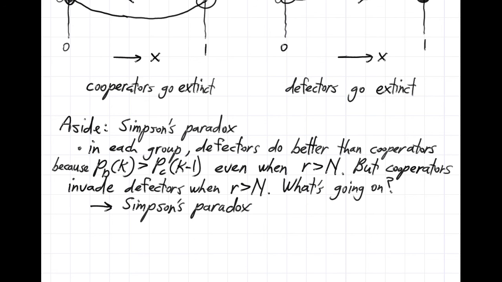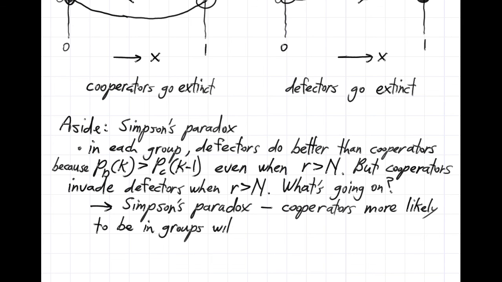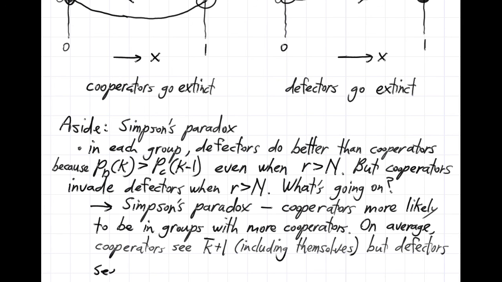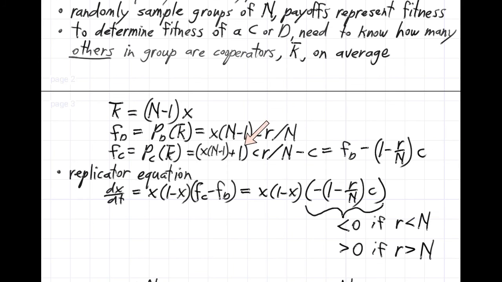In this case, how that applies is that the cooperators, by just being cooperators themselves, are more likely to be in groups with more cooperators. How does that work? On average, cooperators will see k-bar other cooperators plus themselves in a group, whereas defectors will just see k-bar. We can see that right here, the plus 1. That is where that k-bar plus 1 comes in, and that's what makes FC bigger than FD when r is bigger than n.